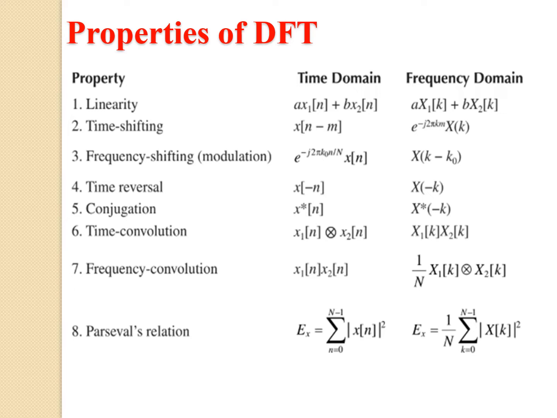And last, Parseval's relation. So here Ex is equal to summation n extending from 0 to N minus 1 modulus of x of n the whole squared, and in frequency domain Ex is equal to 1 by N summation over k is equal to 0 to N minus 1 modulus of X of k the whole squared.